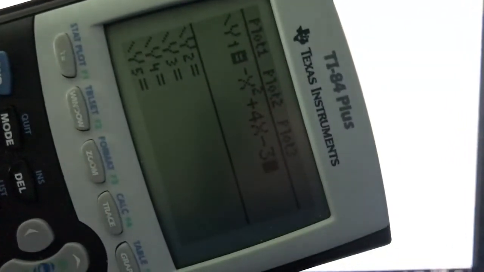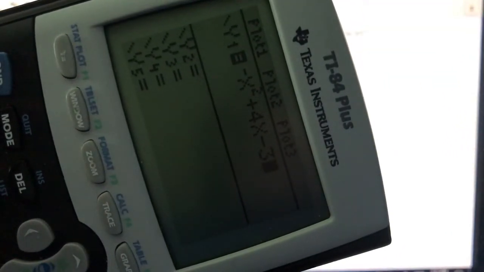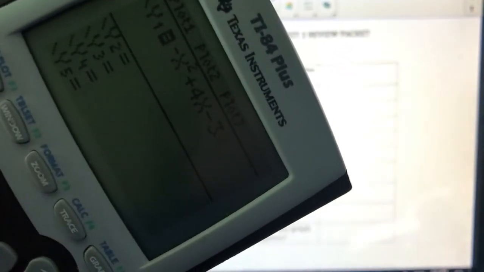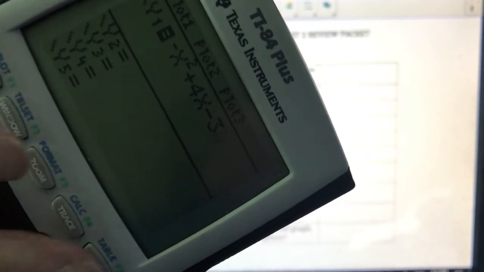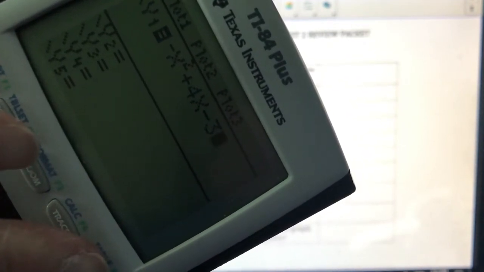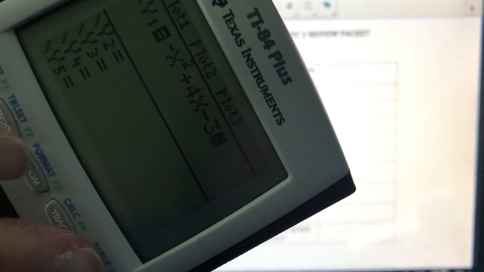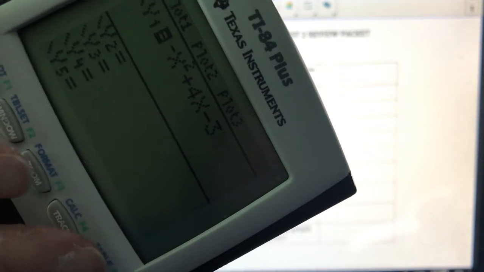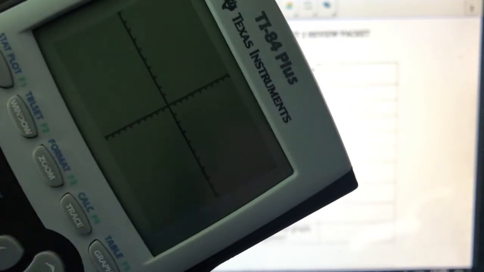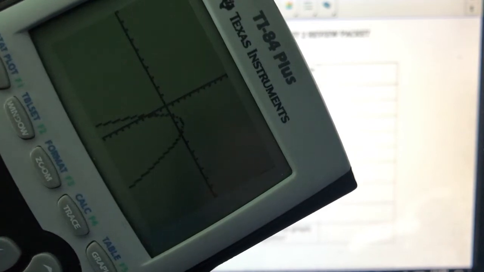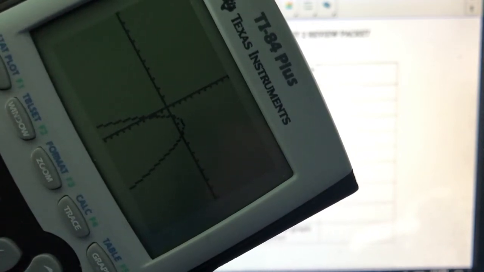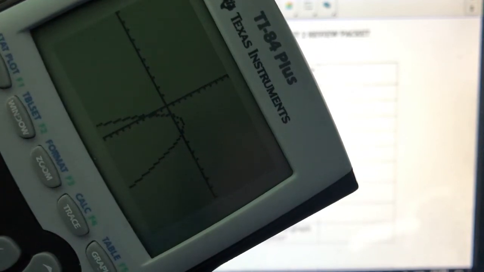Okay, so here's what it should look like when you type it in. I can't turn mine quite upright because of the way my phone is set up to record this. If you want to see what the graph is supposed to look like, you're going to press graph. So there's what your parabola is supposed to look like. Remember, if it's a negative x squared, it's going to be a negative parabola. That's where that frowny face comes from.